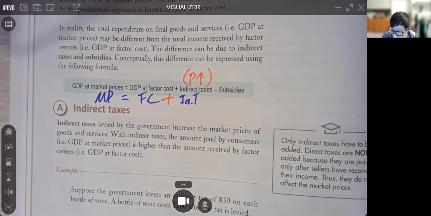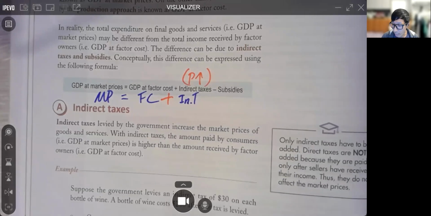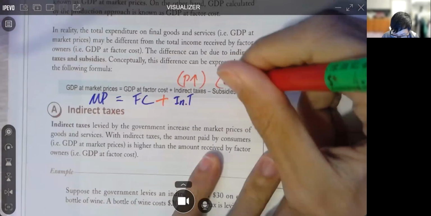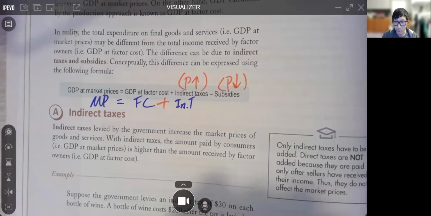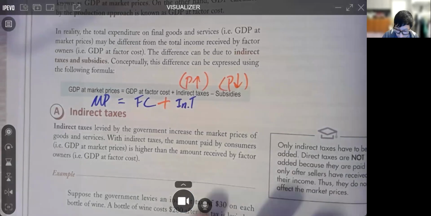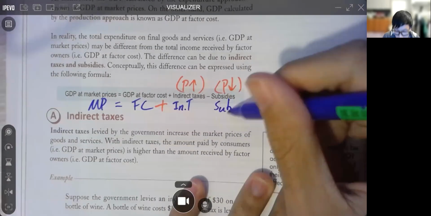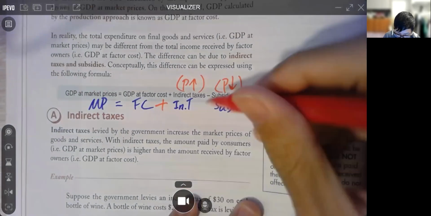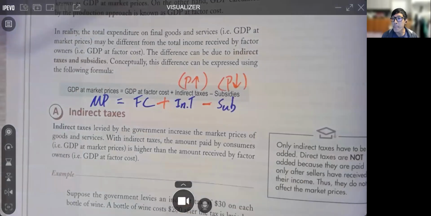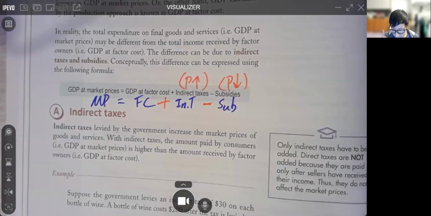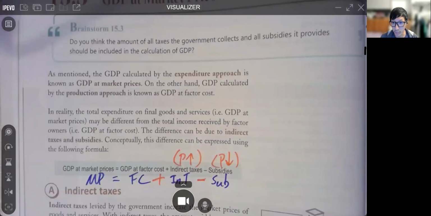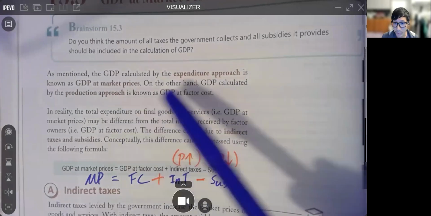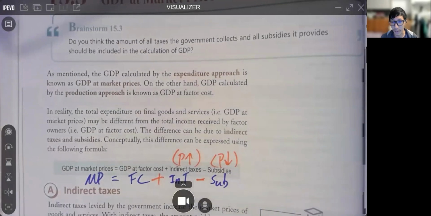Okay? Same logic. If you remember in our chapter 11, if we have a subsidy, the effect is that market price should decrease, right? Now, therefore, if we add in a subsidy, what happens is that market price should go down. Therefore, this is a minus. Okay? Later, when we get to the two approaches, we will talk about it again. But remember, expenditure approach at market price, while production approach mostly will be at factor cost.